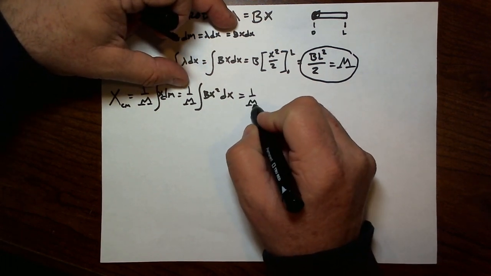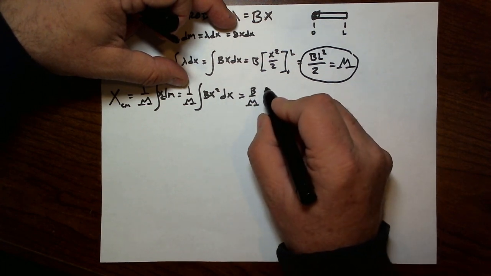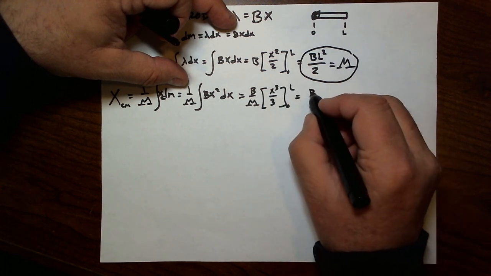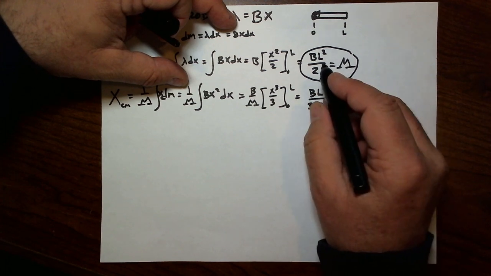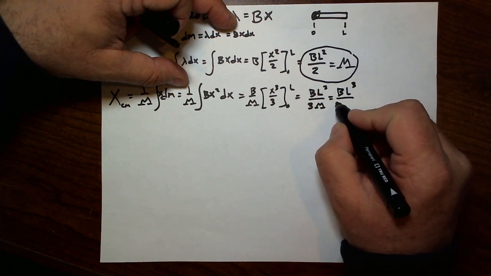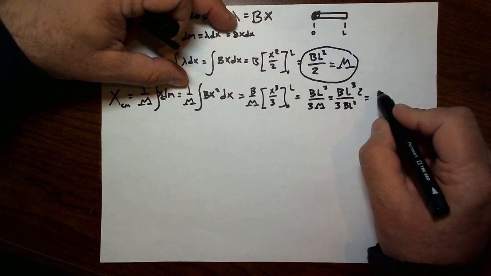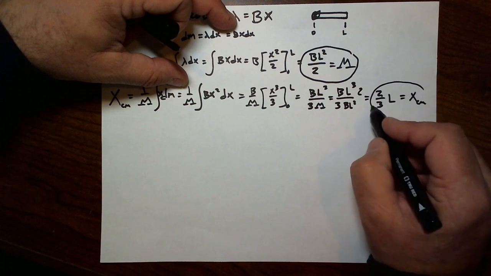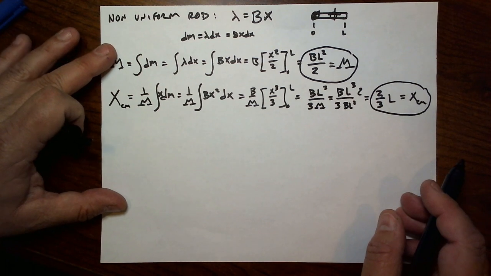Okay, 1 over m, b over m. Integral of x squared dx is x cubed over 3, 0 to L. So that's going to be b L cubed over 3m, but m is itself b L squared over 2, so we have b L cubed over 3 b L squared, and a 2 comes onto the top there, so this is going to be 2/3 L. So that's where the center of mass is, about 2/3 of the way down this rod.